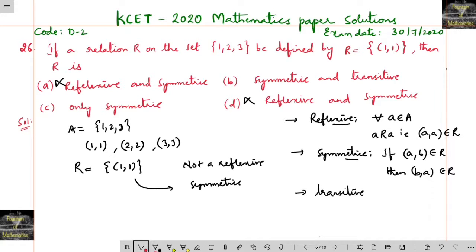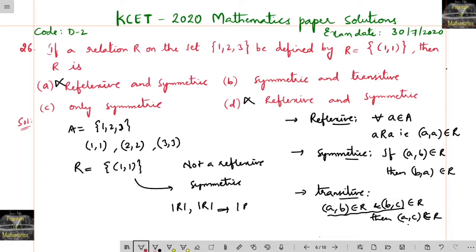So what is the transitive part? Transitive says if a is related to b, that is (a, b) belongs to R, and (b, c) belongs to R, then (a, c) belongs to R. If a is related to b and b is related to c, then a is related to c. This is the condition for transitive. But in our relation R, we had only one ordered pair, (1, 1). Ideally there should be two ordered pairs so that we can compare with the third ordered pair, but we have only one, so 1 is related to 1 and again 1 is related to 1 only. So we can say 1 is related to 1. So this is transitive also.